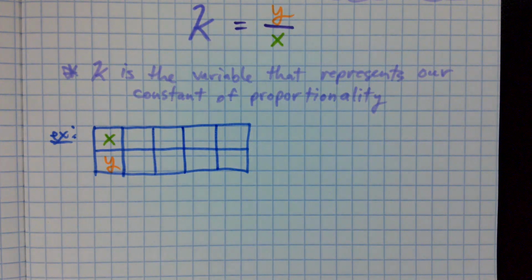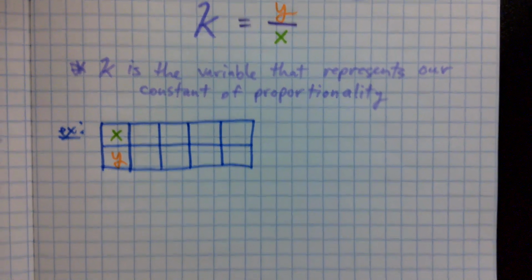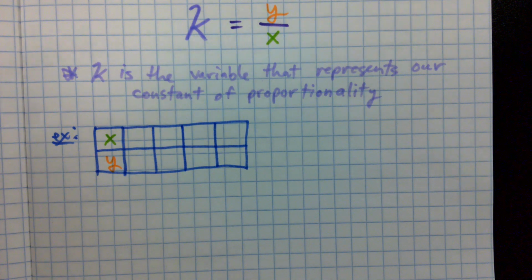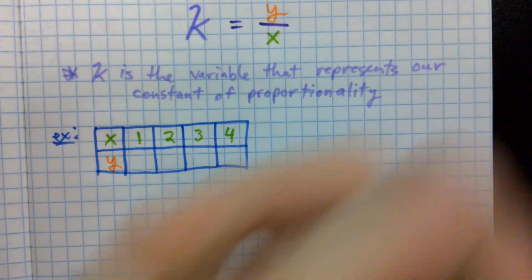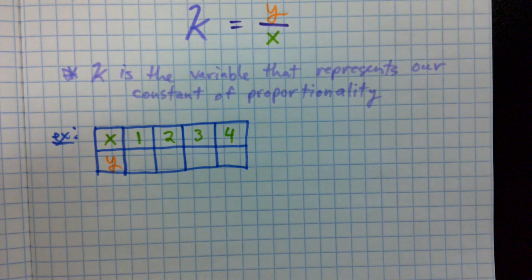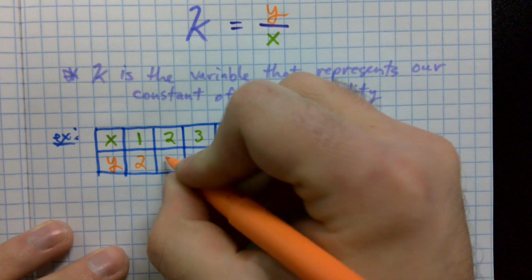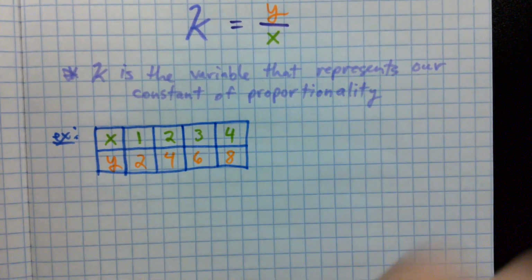Go ahead and draw 8 little boxes there. 4 x value boxes, 4 y value boxes. And for our x values, let's go 1, 2, 3, 4. Start off nice and simple. 1, 2, 3, 4. And then our y values, let's go 2, 4, 6, and 8.